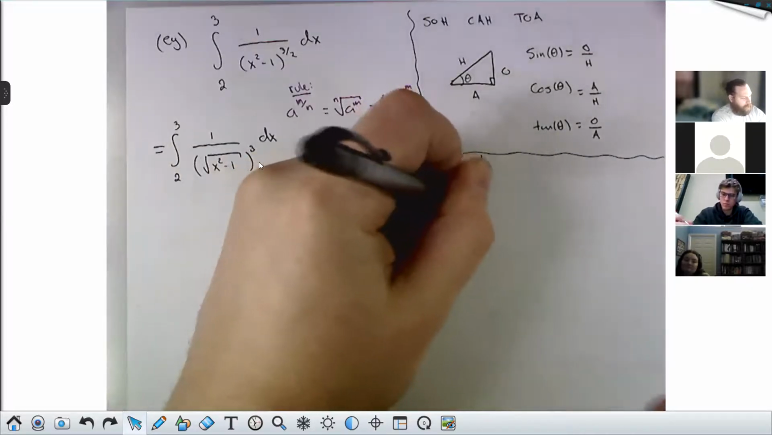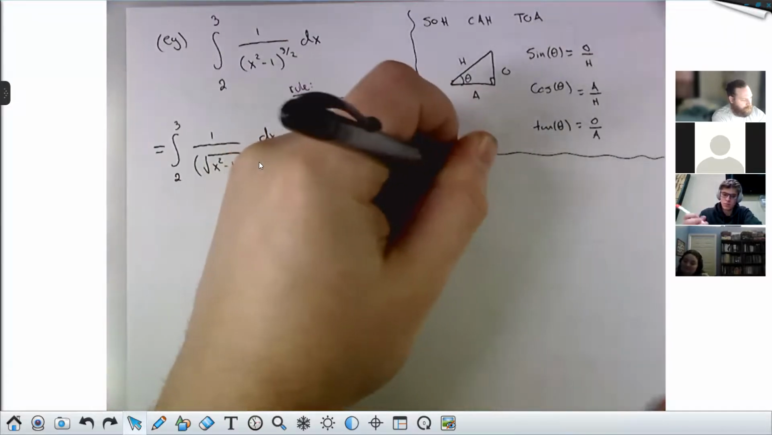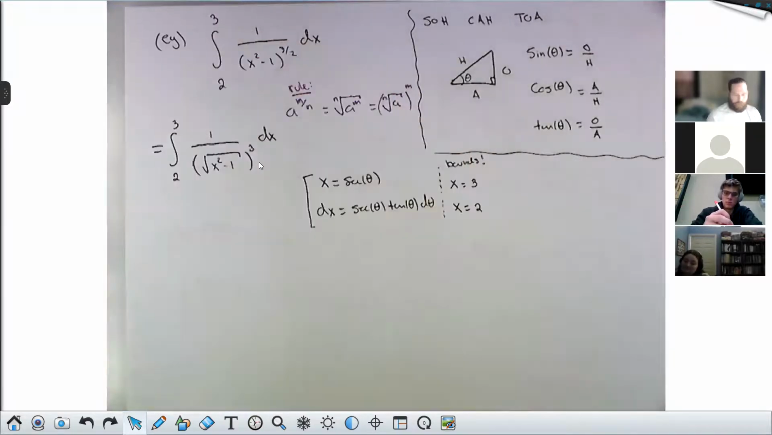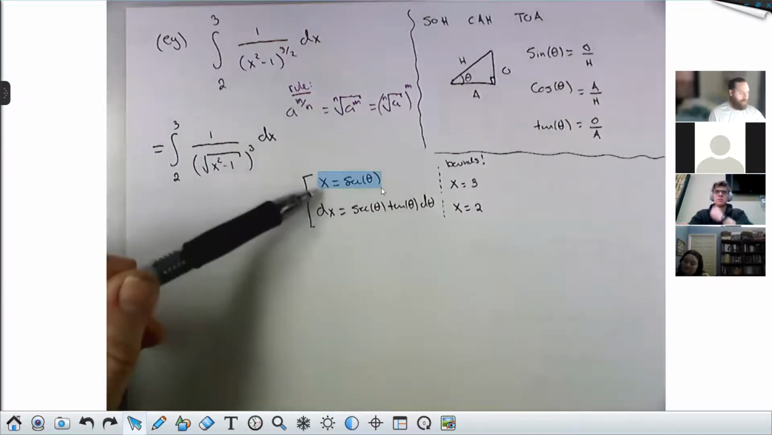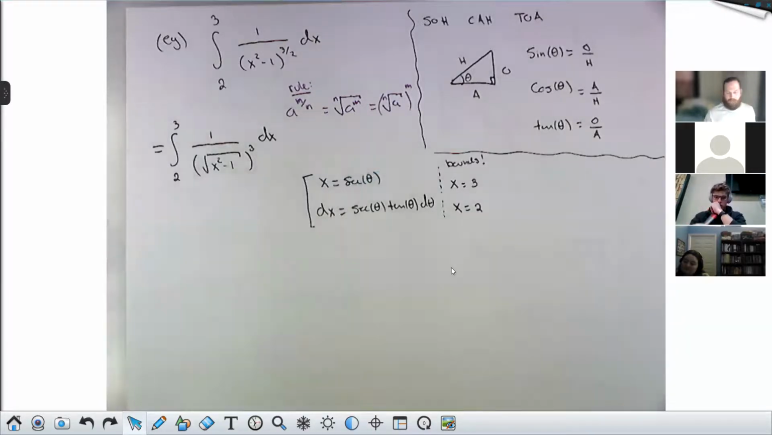So my old lower bound is 2. My old upper bound is 3. And what we need to do is figure out the corresponding values for the variable theta. So when x is equal to 2, what is theta? When x is equal to 3, what is theta?